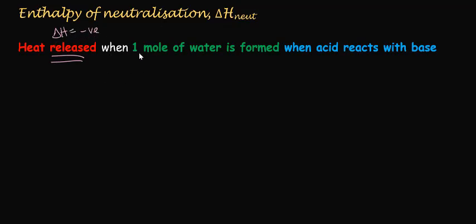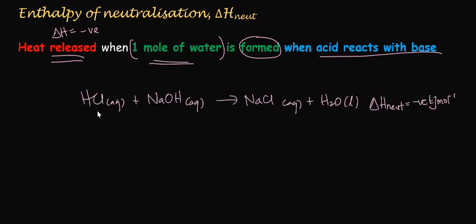And for the enthalpy of neutralization, we have heat release, so delta H here should be a negative value, when 1 mole of water is formed from the reaction of acid and base. The water formed should be in 1 mole. So if you have 1 mole of HCl reacted with 1 mole of sodium hydroxide, we produce 1 mole of NaCl and 1 mole of water. The definition focuses on the 1 mole of water formed. For the thermochemical equation, just add the enthalpy of neutralization, which is in negative kilojoule per mole because heat is being released.